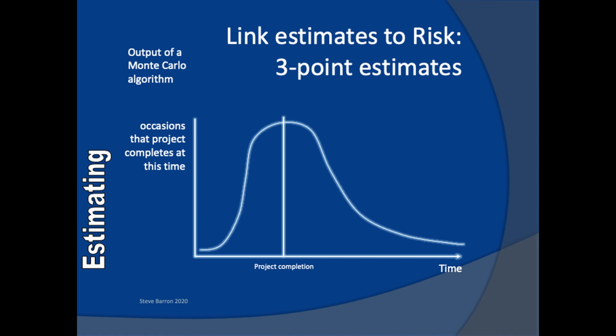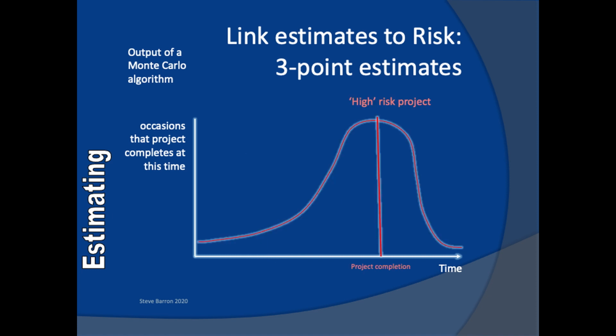The peak of the curve indicates the most likely completion time for the project. And we can use the standard deviation to provide a range of completion times with some statistical confidence. Here, the curve has a bias to the left, indicating a lower risk project. If the curve leans to the right, this indicates a higher risk project.